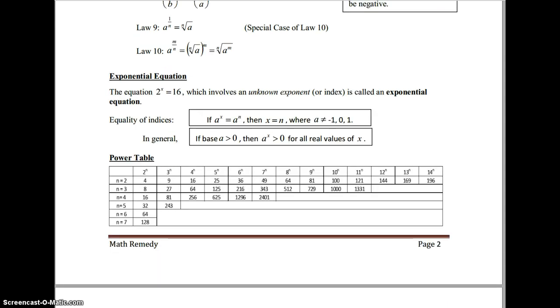Now I think this power table is very important. As I've shared with you before, it is very important that you know and memorize all the different powers. For example, 8 will be equal to 2 to the power of 3 if you look from this table here. Do you see this? N is equal to 3, meaning 27 is equal to 3 to the power of 3, and so on and so forth.